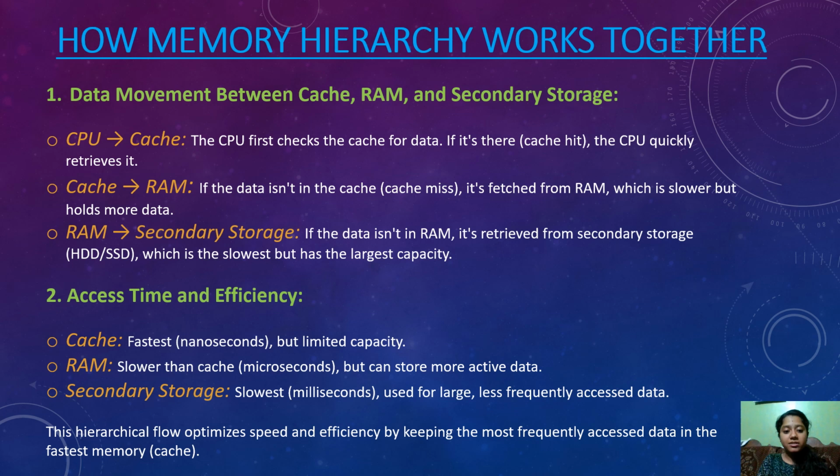The second thing is access time and efficiency. Cache is fastest but has limited capacity. RAM is slower than cache but can store more active data. Secondary storage is the slowest, but it is used for large storing capacity and less frequently accessed data. So this hierarchical flow optimizes speed and efficiency by keeping the most frequently accessed data.